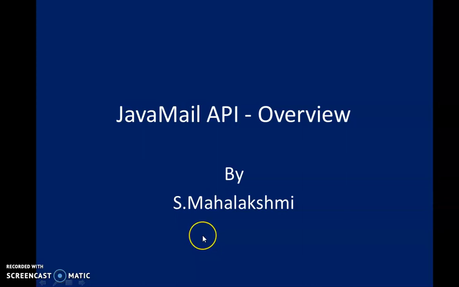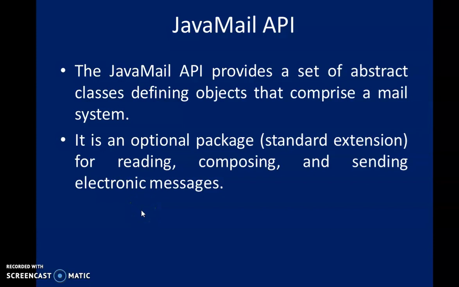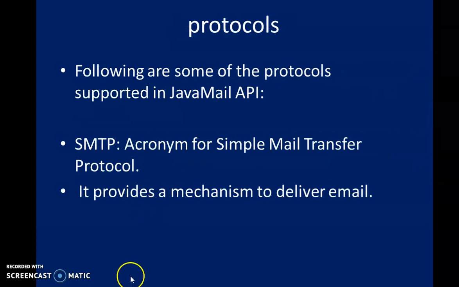Good morning students. In this video we are going to see about the JavaMail API and what it means. It provides a platform independent and protocol independent framework which is used to build mail and messaging applications, and it provides a set of abstract classes defining objects that comprise a mail system. It is a package for reading, composing and sending email messages.